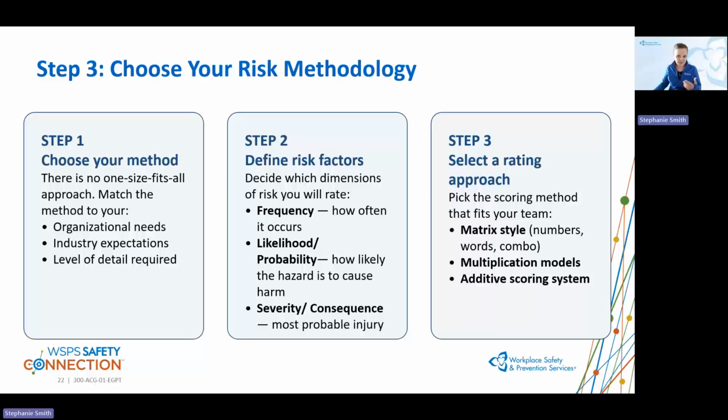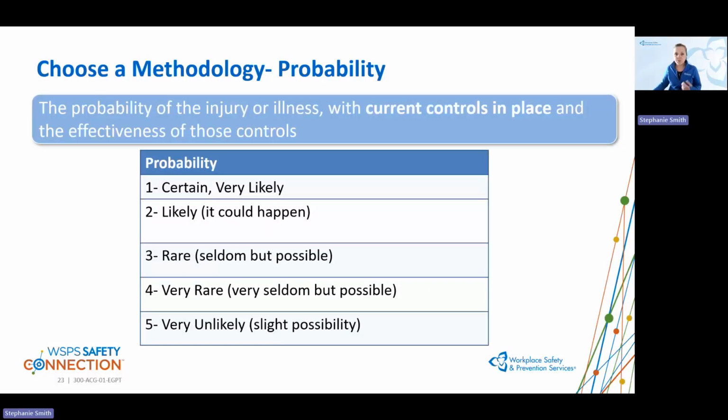So for today, for simplicity, we're going to use probability. So how likely of injury or illness with the current controls in place and taking into account the effectiveness of that control, which I'm going to kind of show you in a bit how to do that.